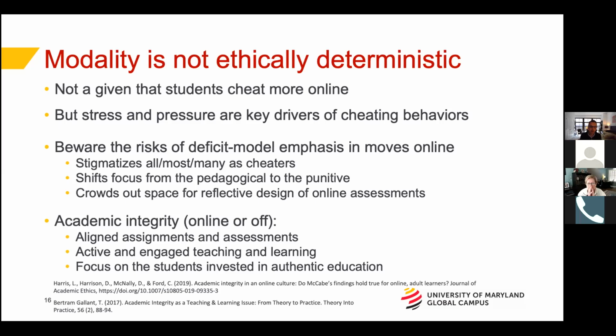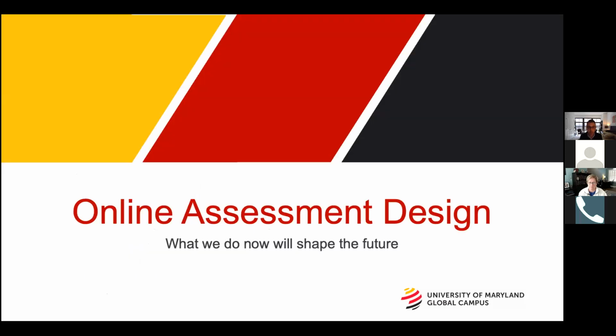Whether online or off, the ways to achieve academic integrity in assessments are to align assignments and assessments, to engage in active and engaged teaching and learning to support the scaffolded work toward those assessments, and to focus on designing assignments and assessments for the students who are invested in authentic education. There is no fully cheat-proof way to assess, and we should be focusing on the students who want to learn, which is the vast majority of them.